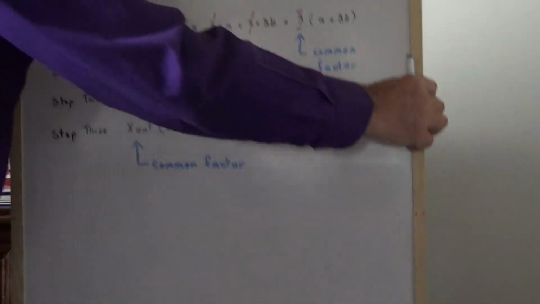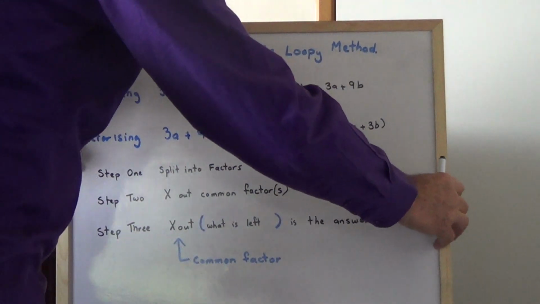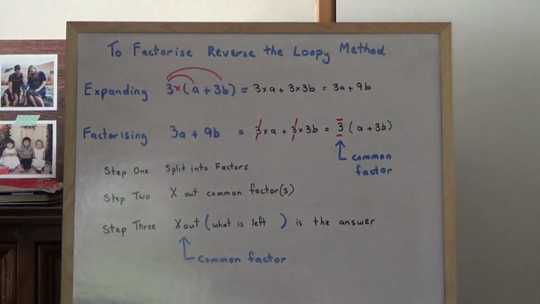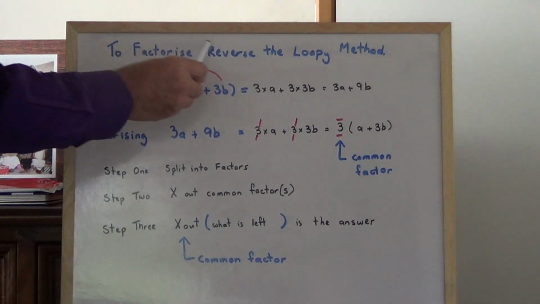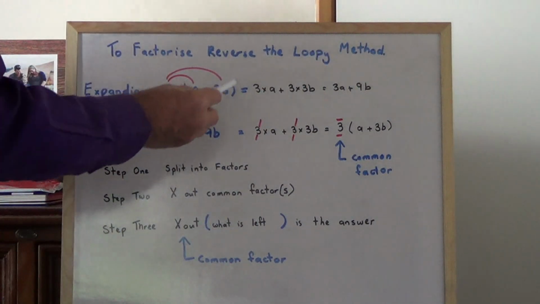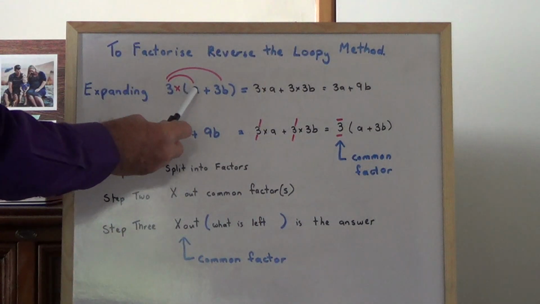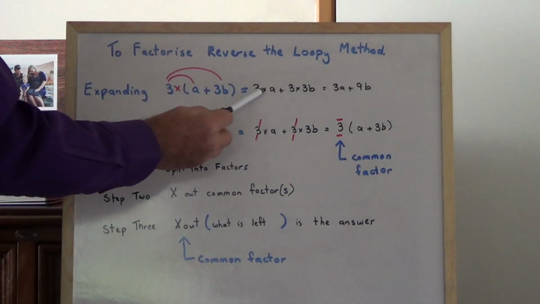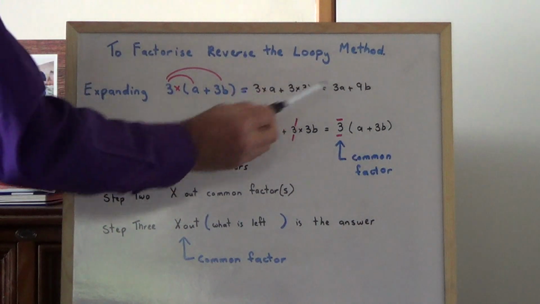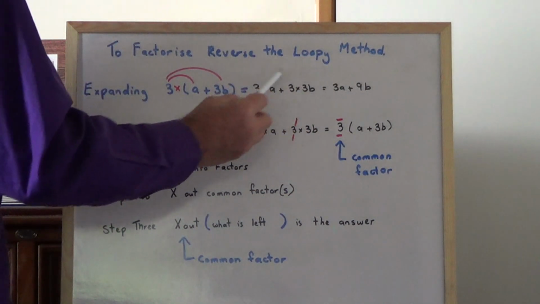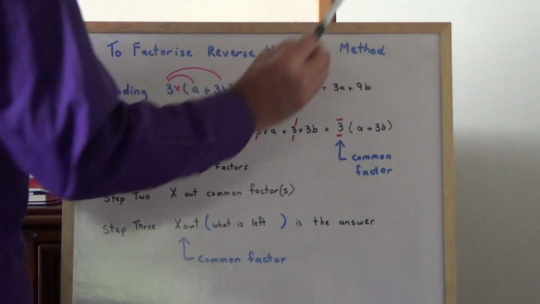Now, we are going to relate this to the loopy method. To factorise, we reverse the loopy method. Now, if you were expanding this problem, it's 3 bracket A plus 3B, you would go 3 times A, and 3 times 3B, and the final answer would be 3 times A is 3A, and 3 times 3 is 9B.